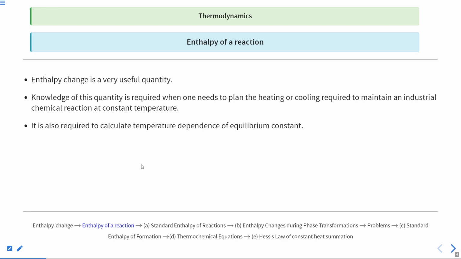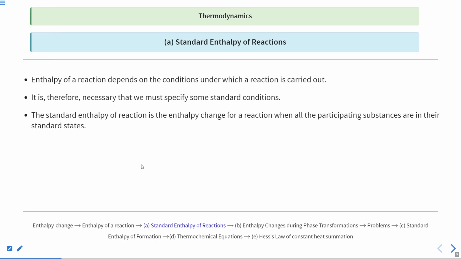Okay, because the equilibrium constant is independent of the number of moles you have taken in the reaction, the mass of the substance, or anything. It is totally dependent upon the temperature. It is only and only a function of temperature. Clear? So the enthalpy of a reaction depends upon the condition under which the reaction is carried out.